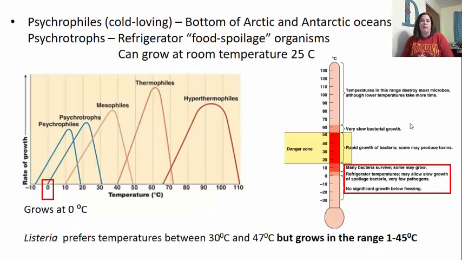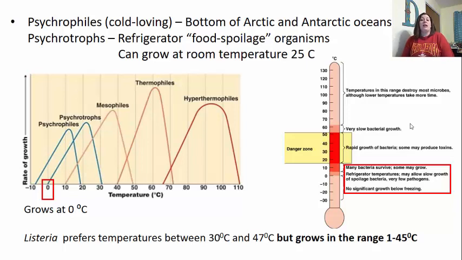These are the cold-loving bacteria. These are the ones that like the bottom of the Arctic or the Antarctic Ocean, where it's very, very cold. So we don't really see much of those when we talk about them being pathogenic. However, there are what we call psychrotrophs. Psychrotrophs are those that like cooler temperatures, just not the really cold temperatures.